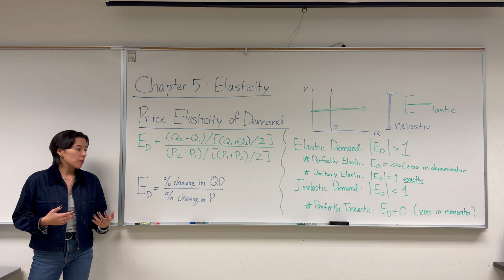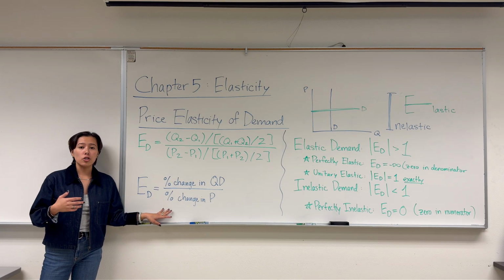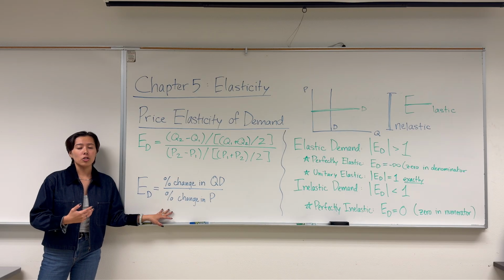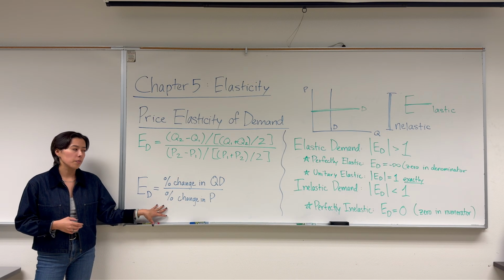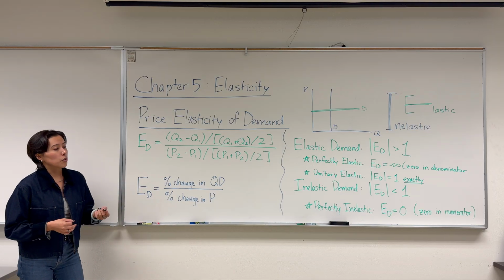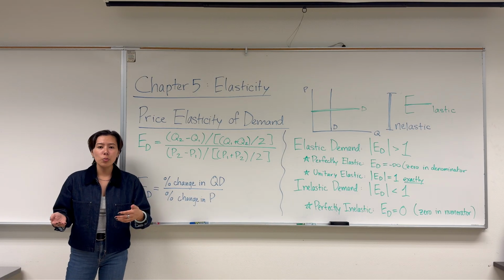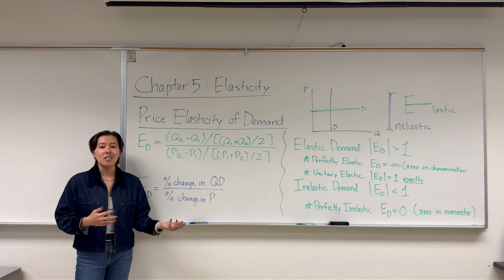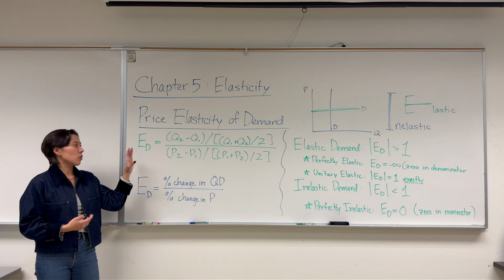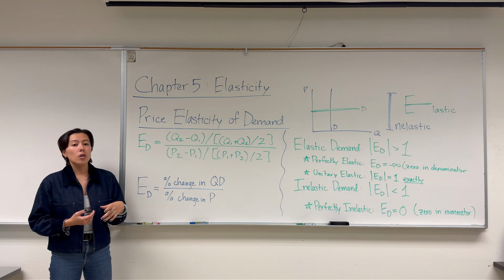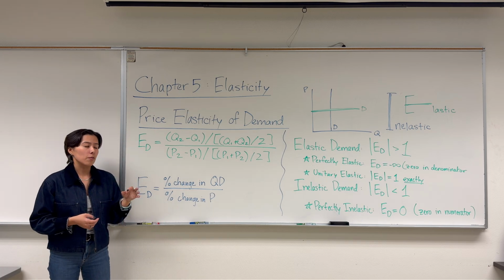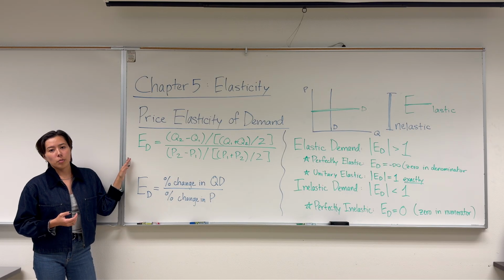So if in the problem, I only give you the percent change in quantity demanded and the percent change in price, then you know that you'll use this simple formula on the bottom. On the other hand, if I give you an old price and a new price, and an old quantity demanded and a new quantity demanded, then you'll know that you need to use the midpoint method formula. Now, there's a handful of practice problems for the midpoint method formula in the lecture slides that are posted on Canvas.